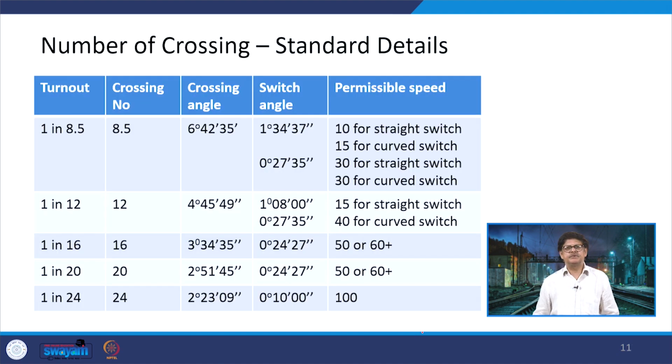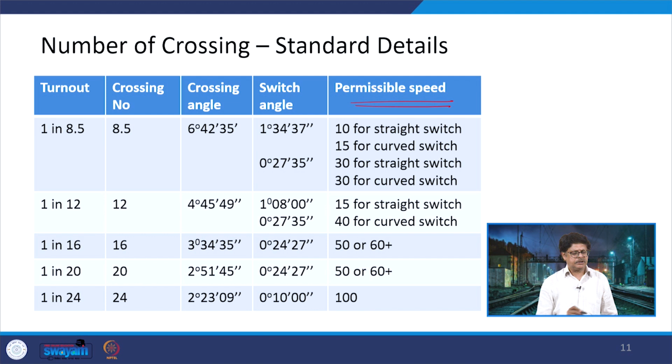Now, here there are some standard details. When we talk about standard details, we are talking about the type of turnout, which is defined by the number of the crossing, and then on the basis of that, what the crossing angle can be and what the possibility of having a switch angle is. Based on this crossing angle and switch angle, the ease of taking a turn on the turnout is ascertained, and that is where the permissible speed becomes an important aspect which needs to be taken into consideration.